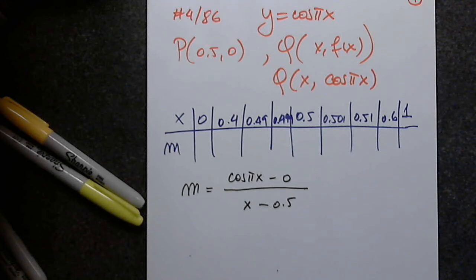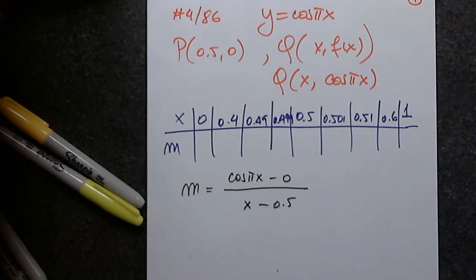Okay, so 0.501. You will have to copy all these numbers in when you present your work. 0.51, enter. 0.6, enter, and 1, enter. So I got all slopes of the secant lines, all slopes of the secant line approaching 0.5 from either side. From either side of 0.5.